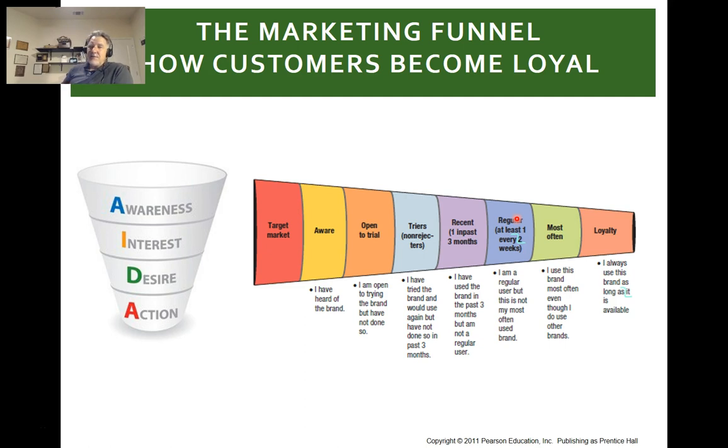And I use this brand most often, even though I may use other brands, and then ultimately loyalists, which are, I'm totally in love with your brand. I don't even think about any other brands. So it's sort of like, I'm going to say, dating a product in many ways. So just think about this as a funnel.